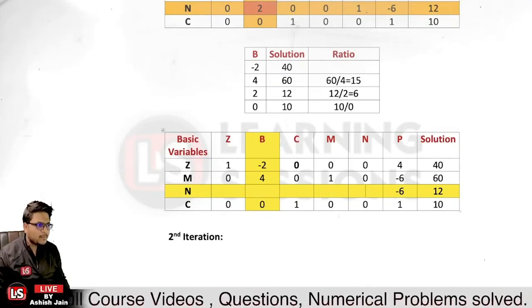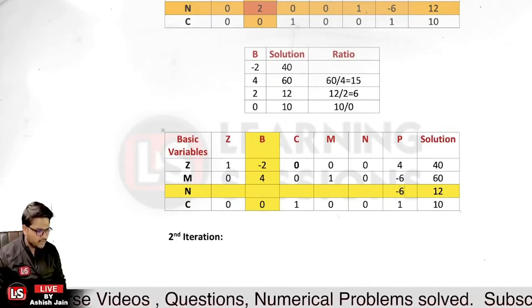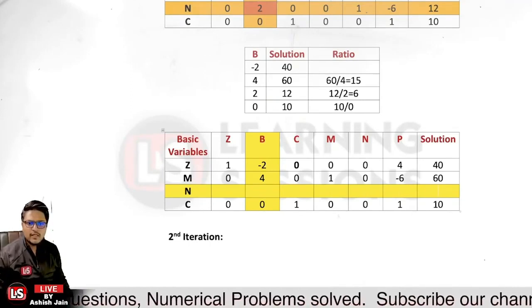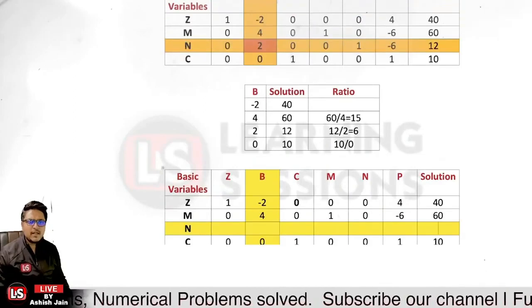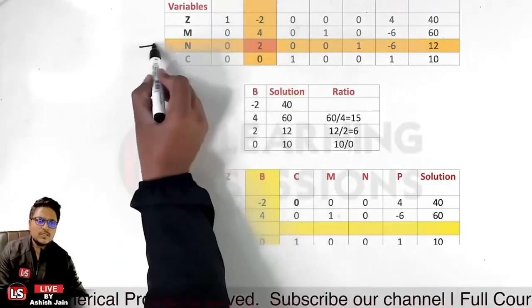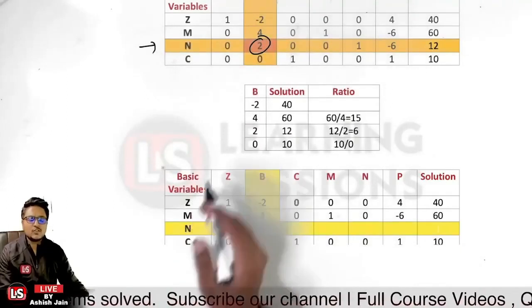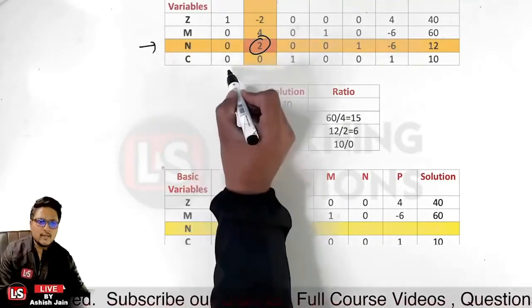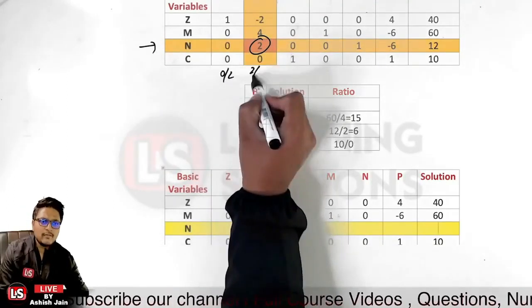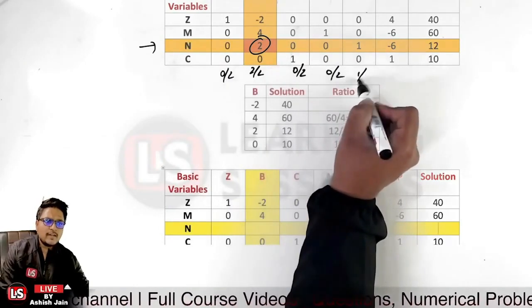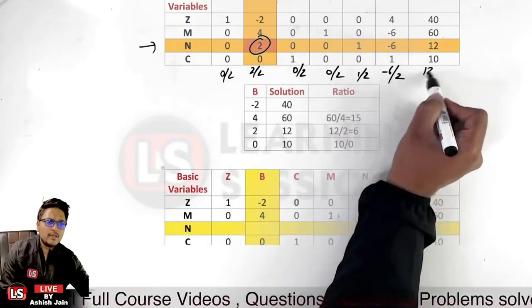So you need to look at the previous table over here. I'm just removing these values so as to make you understand how we wrote these values. So just pay attention over here. This is the pivot row that we formed, and this is the pivot entry. So the new pivot row would be equal to 0 divided by 2, 2 divided by 2, 0 divided by 2, 0 divided by 2, 1 divided by 2, minus 6 divided by 2, and 12 divided by 2.